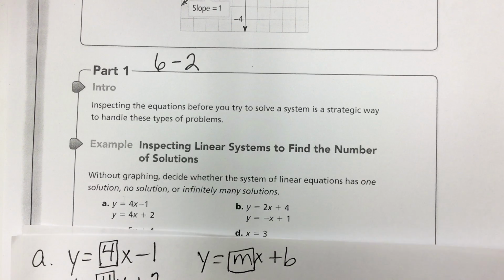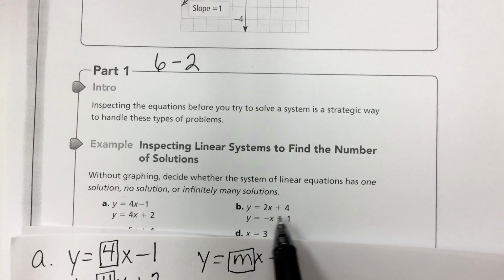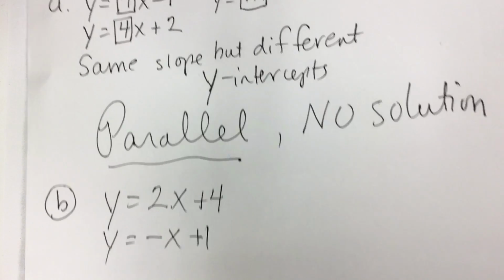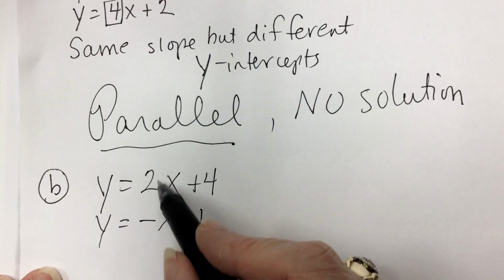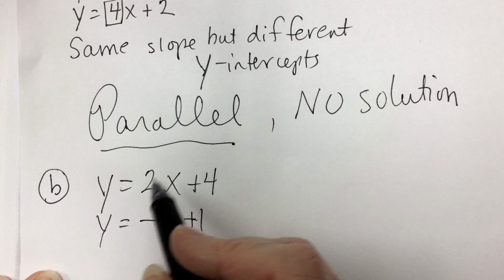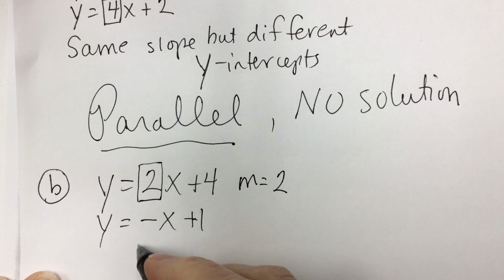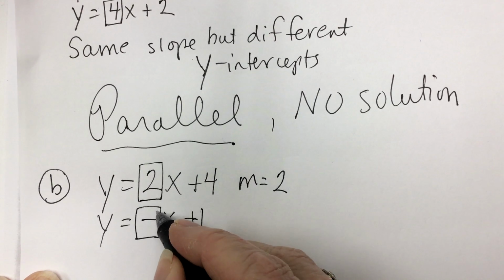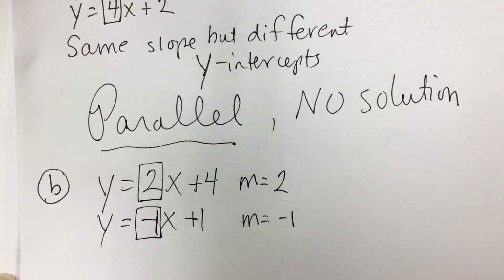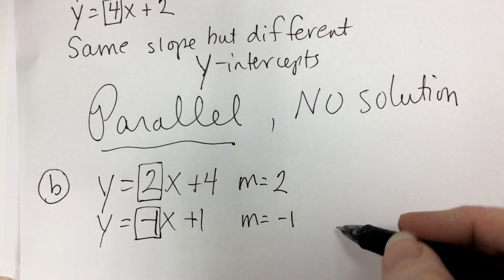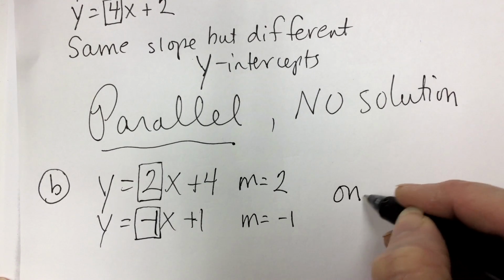Looking at B part, you have y equals 2x plus 4 and y equals negative x plus 1. Let's look at those two lines. They both are already in the form of y equals mx plus b. The first line has a slope of 2. This one has a slope of negative 1. If they have different slopes, their solution will be one solution.